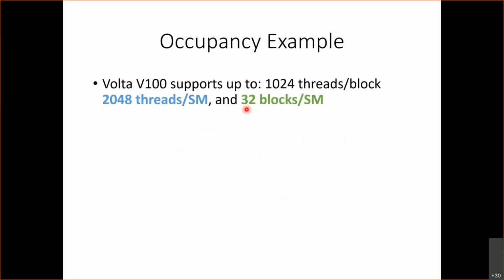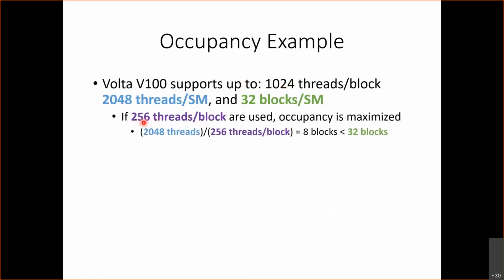If I select a block size of 256, so if I configure my kernel to have 256 threads per block, then in this case my occupancy is maximized, because to fully utilize the 2048 threads in the SM, I need 8 blocks. 2048 divided by 256 is 8. Eight blocks is less than 32 blocks, and therefore I can fully utilize my SM. I'm not limited by the number of blocks.